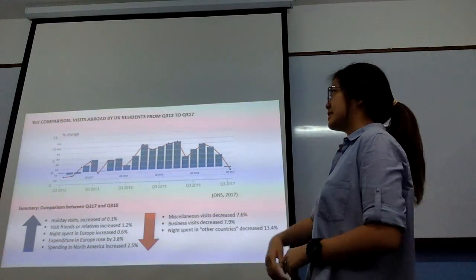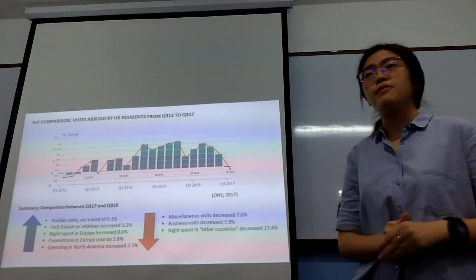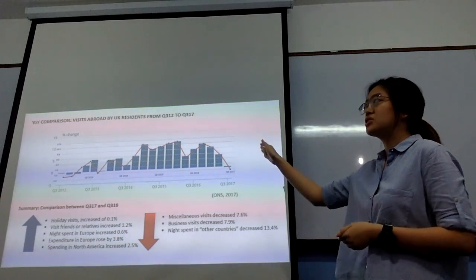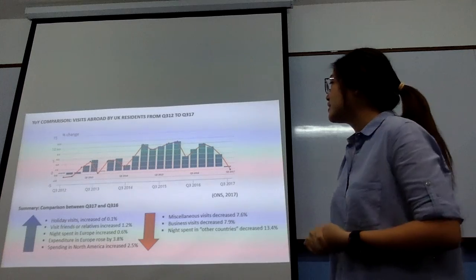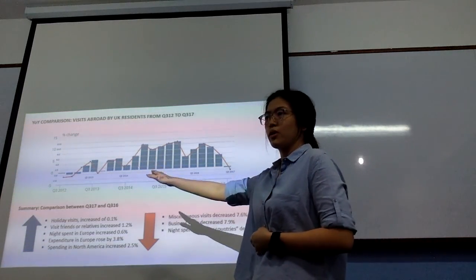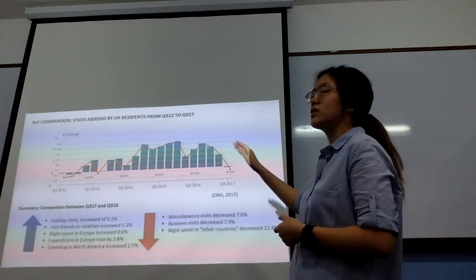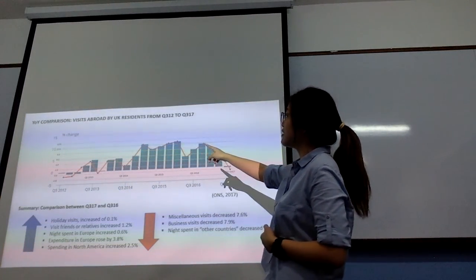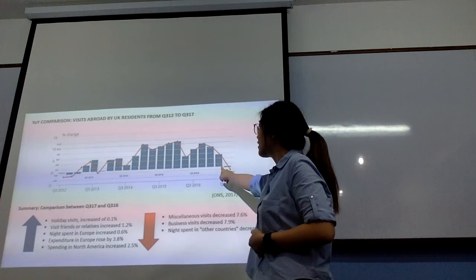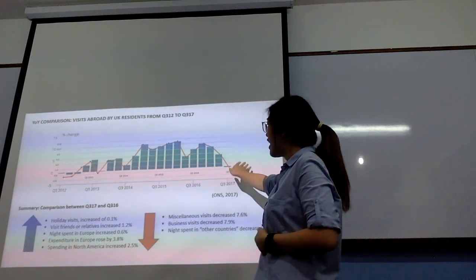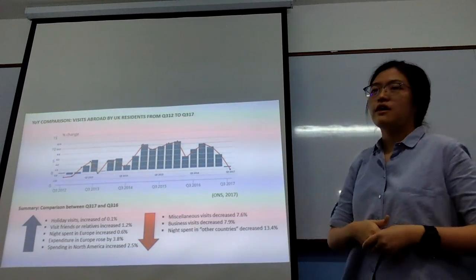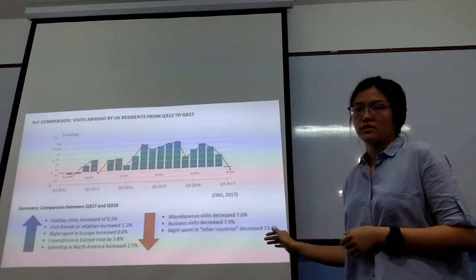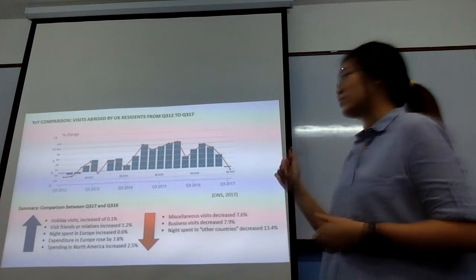We can see here a year-on-year comparison: visits abroad by UK citizens are diminishing slowly. You can see here from the third quarter of 2012 to the third quarter of 2017, it has been a roller coaster ride, but it has been slowly declining as the years go. And there is a comparison between the third quarter of 2017 and the third quarter of 2016.